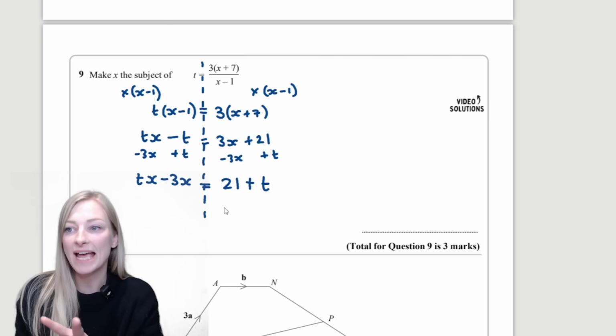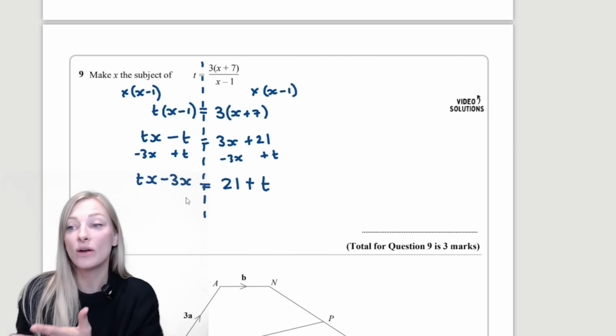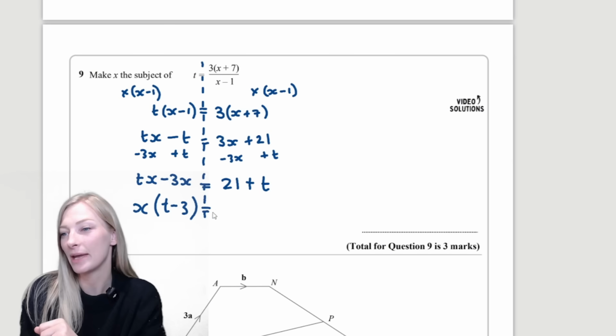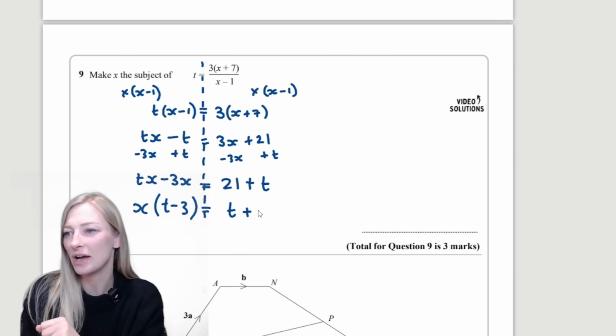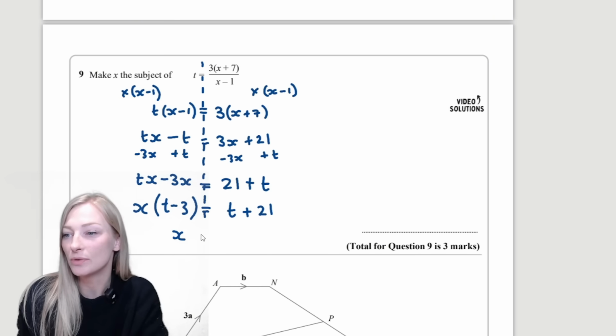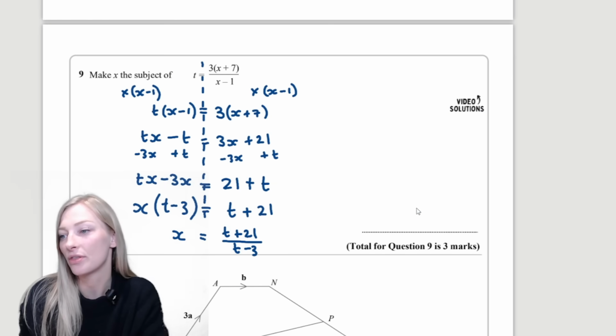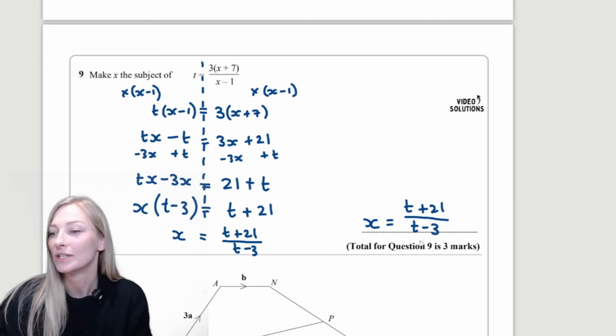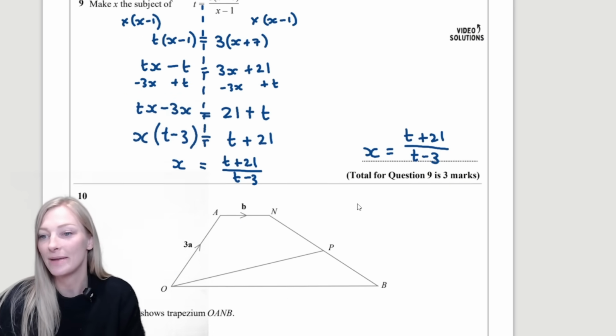Now, in order to get those x's together, they are not like terms. The only way to bring them together is to factorise. So I'm going to take an x outside a bracket, put t minus 3 inside the bracket, and then I'm going to switch that around. I don't know why, I just don't like it that way around. And then divide by the bracket. So x equals t add 21, all divided by t minus 3. And that would be your answer there. It doesn't matter which way around you put them, as long as the signs are the same. So there we go. X equals t add 21, all divided by t minus 3.